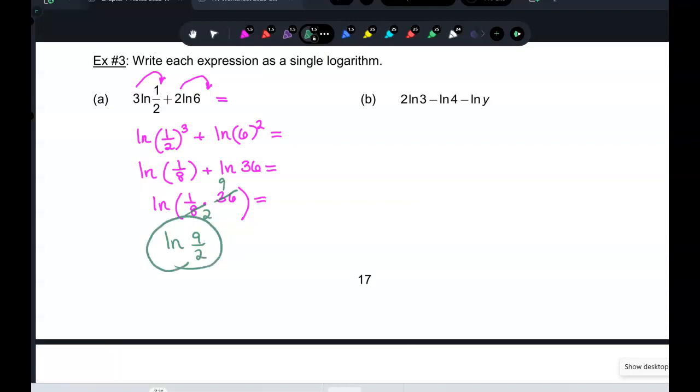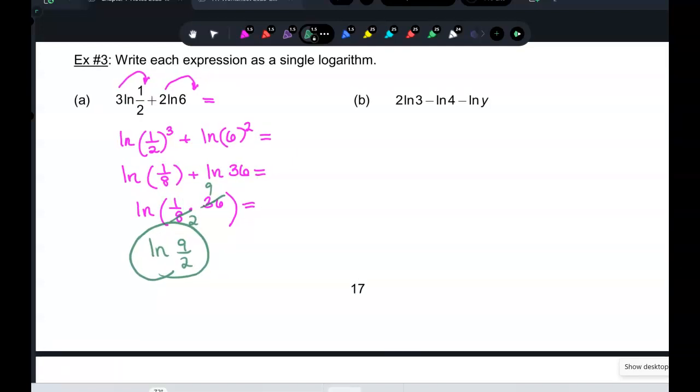So that is how we would simplify. That means ln 9 over 2 is the power of something that equals 9 over 2. You want 9 over 2, you don't want 4.5, right? Yeah, just leave it 9 over 2.